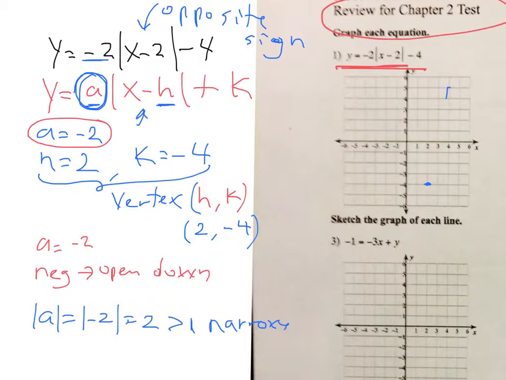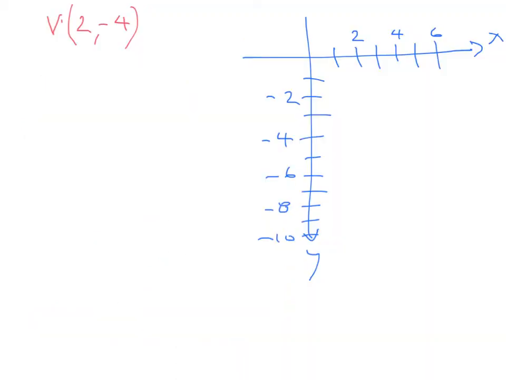Now, I have my vertex, I know it's going to open down, and I know my graph is going to be narrow. I'm going to go to the next page so I can graph it because I don't have space right now. My vertex is 2, -4. Okay, so it's going to be more clear, I guess.